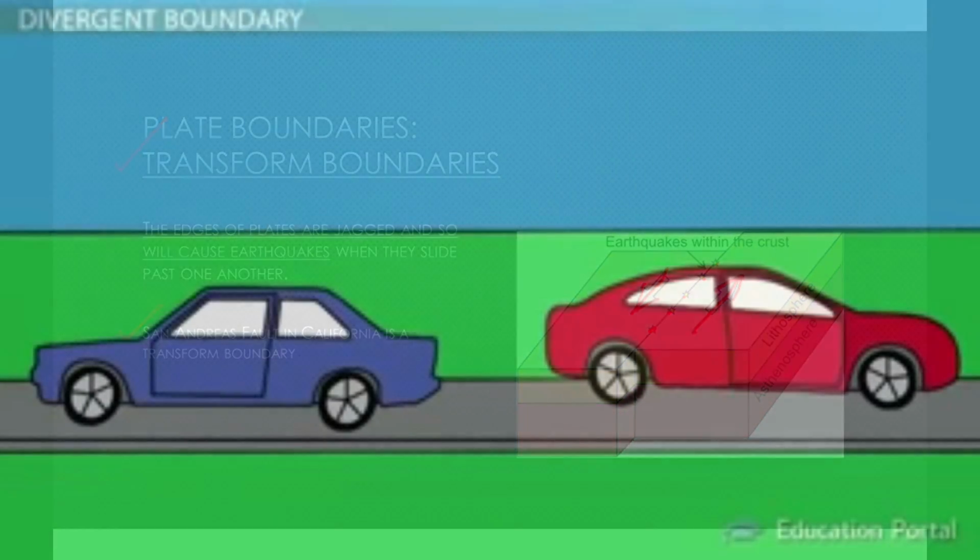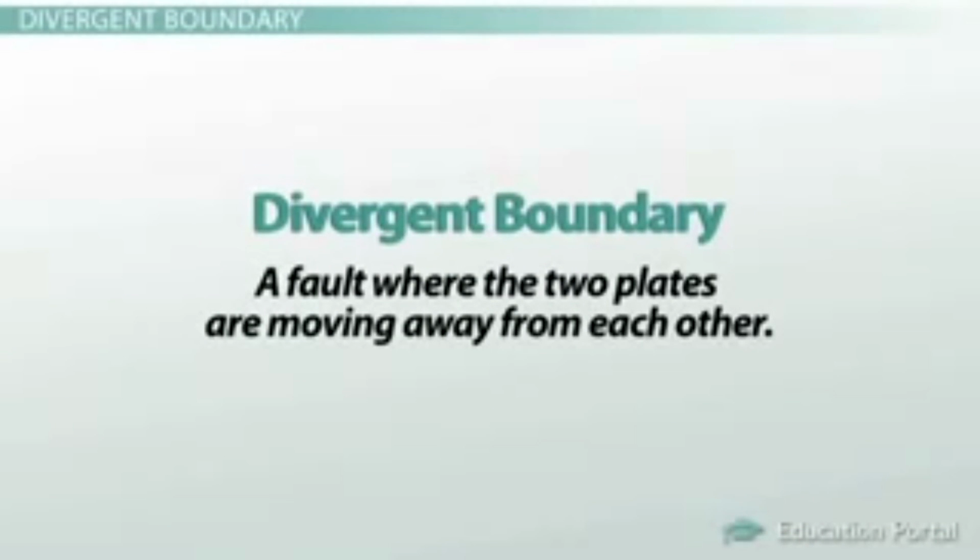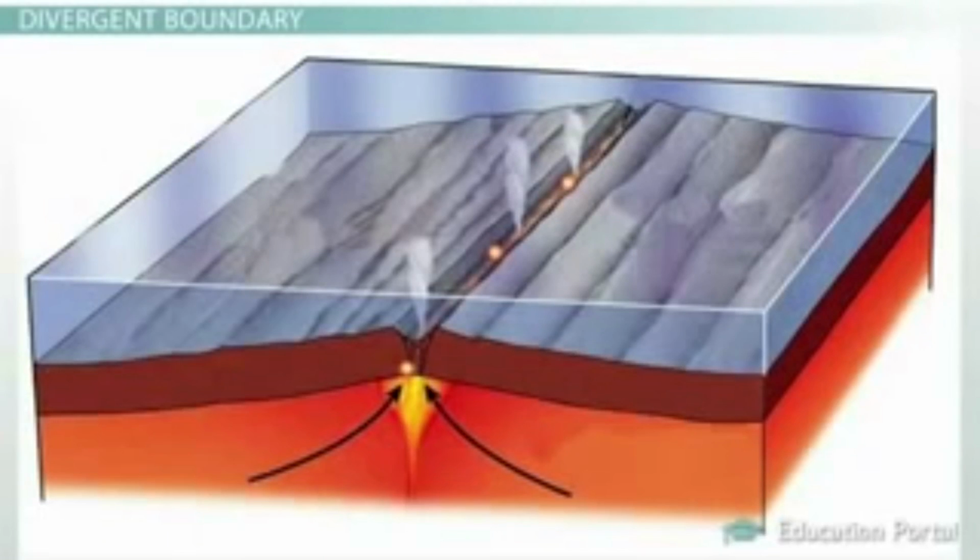Plates also can pull apart from each other. This is known as a divergent boundary. A divergent boundary is a fault where the two plates are moving away from each other. Now, as plates pull apart, several things may occur. First of all, volcanic activity is common in these areas, since mantle easily moves to the surface through the thin, fractured rock as it separates.